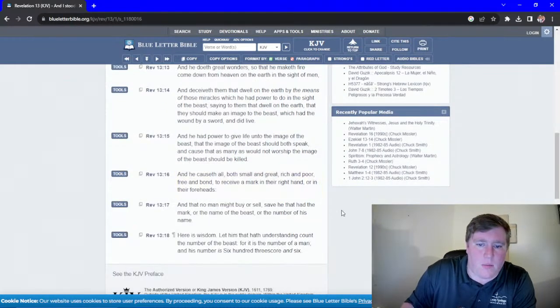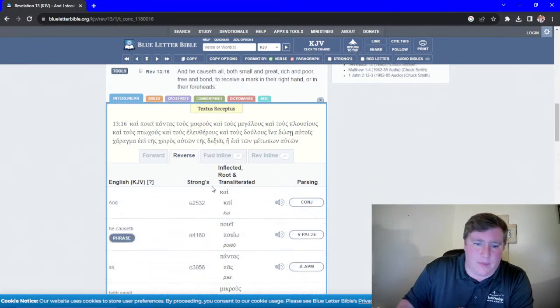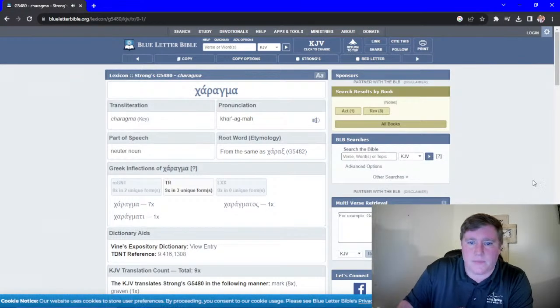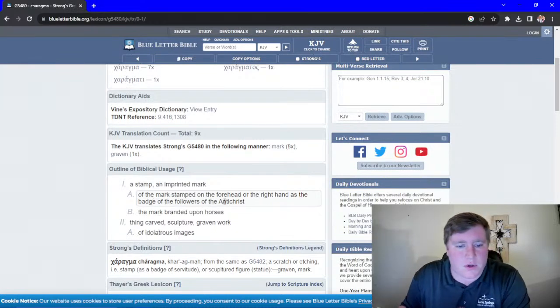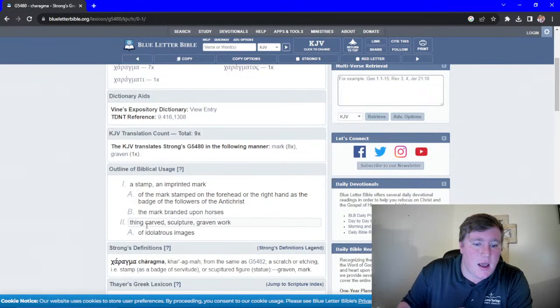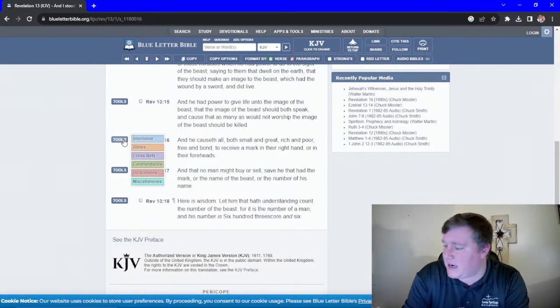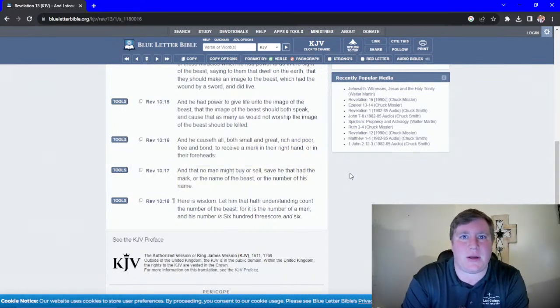So what is this? Well, mark is actual badge. It's a badge of servitude. That's what it means. Don't believe me? Let's look. Mark, Strong's G5480, charagma. A stamp, an imprinted mark, the mark stamped on the forehead or the right hand as a badge of the followers of the Antichrist. The mark branded upon horses. Thing carved, sculpted, graven image of idolatrous images. So it's a badge, right? It's a badge of servitude. It's not a computer chip. It's not technology. I mean, it's real simple. It's just a badge of servitude is what it is.